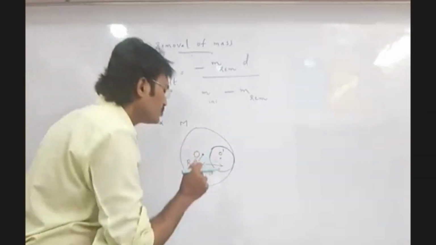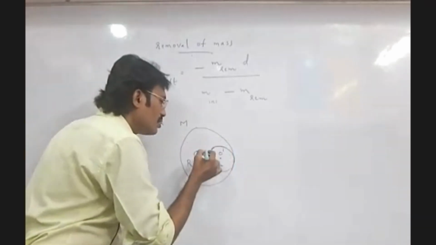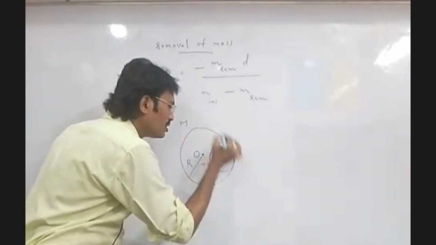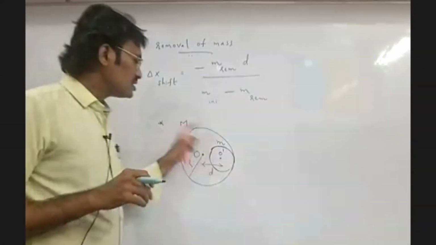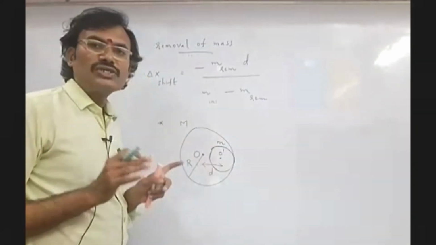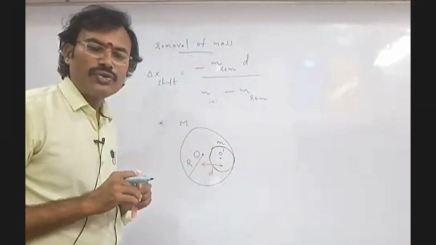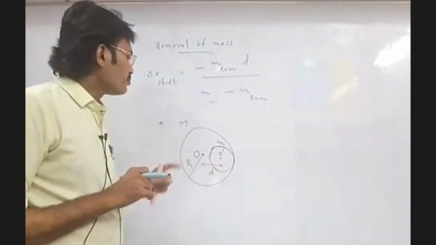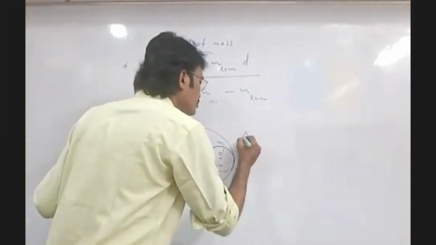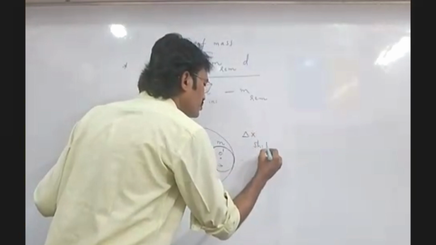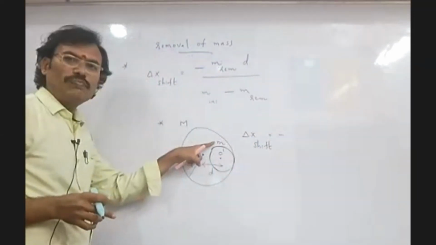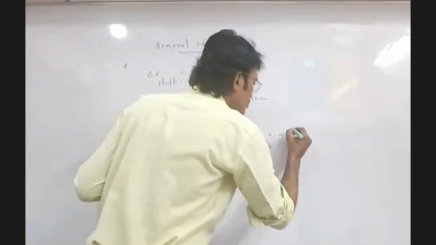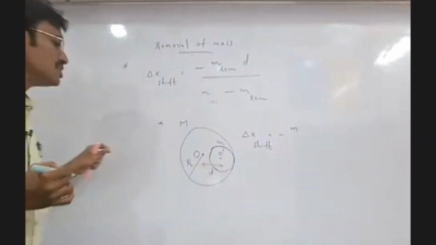Now observe carefully. How much mass is removed? Small m. A small circle is removed; inside the big circle, one small circle is there, no? The removed mass is small m. Now, what is the shift in the center of mass? That we need to calculate. Here, delta x shift is equal to minus m removed. What is the mass of the removed circle? Small m. Then the distance between the two centers of mass.